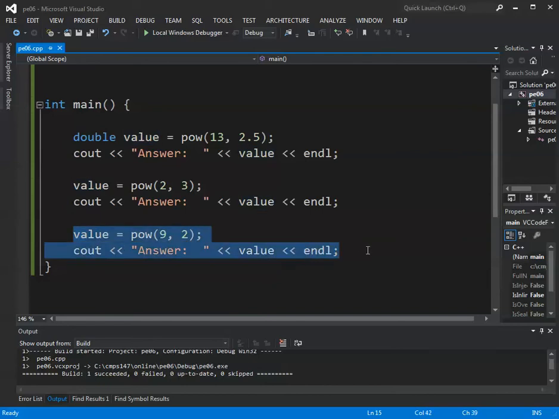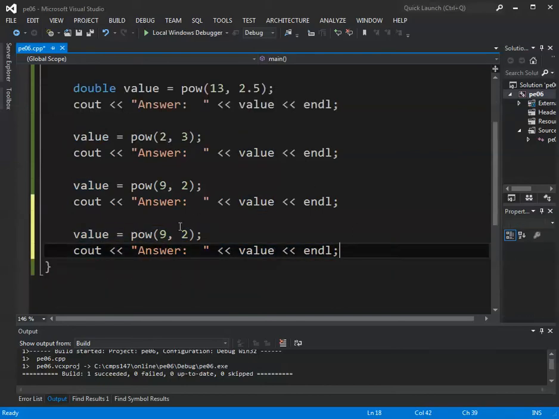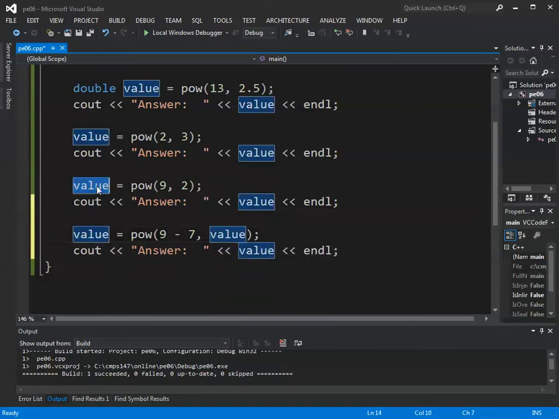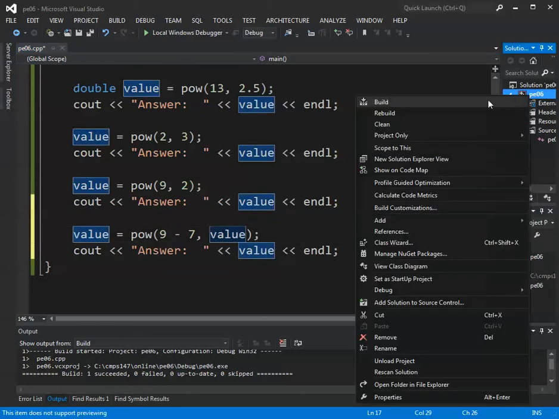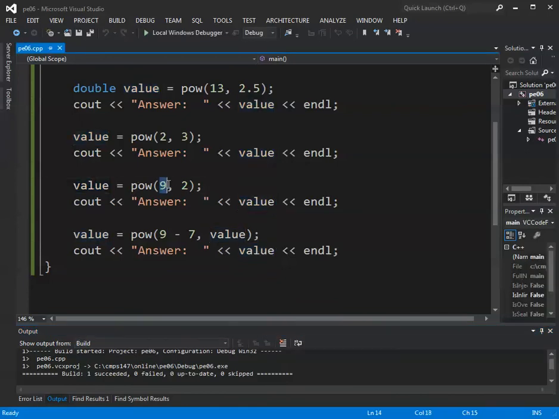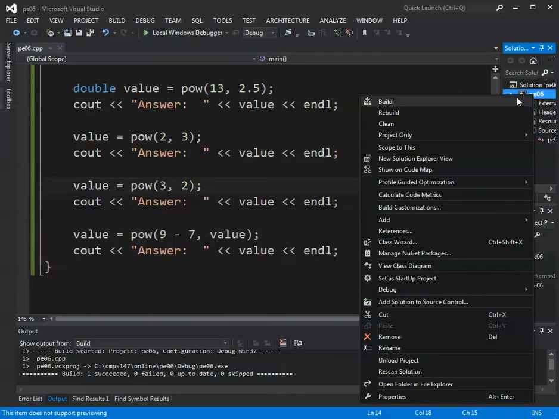And functions themselves can be called with parameters that are expressions. So 9 minus 2, or 9 minus 7, sorry, which will equal 2, could be raised to the value power. Right? So this is going to return 81. Value will be 81. If we go 2 to the 81st power, I don't know what that's going to actually be. Probably quite big, actually. So maybe let's make this a little bit smaller. 3 to the second power. We'll make it 2 to the 9th.